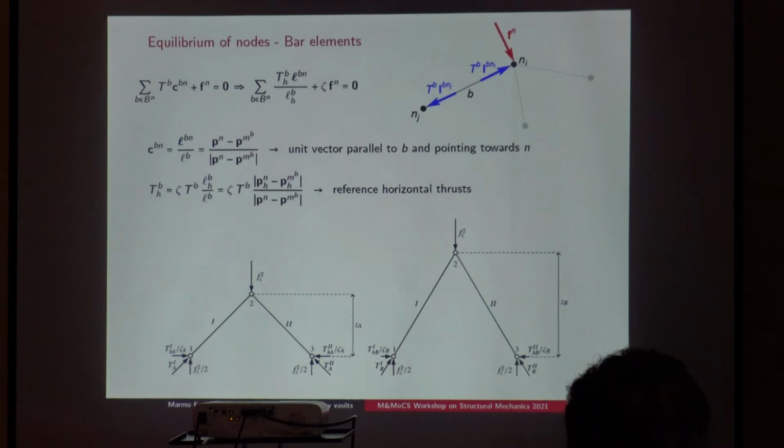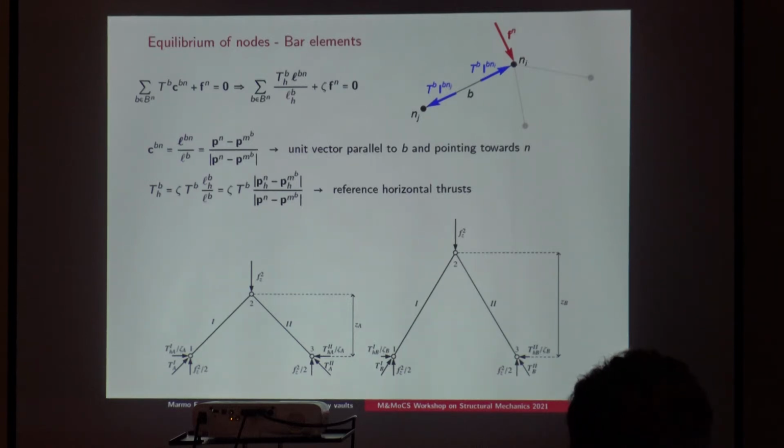This equation is slightly modified by introducing a reference horizontal thrust, by means of this relationship. So the thrust inside the branch is related to its horizontal component by the projection on the horizontal plane, and also by introducing this scalar zeta, that will allow us to modify and to optimize the solving procedure to find a different kind of solutions.